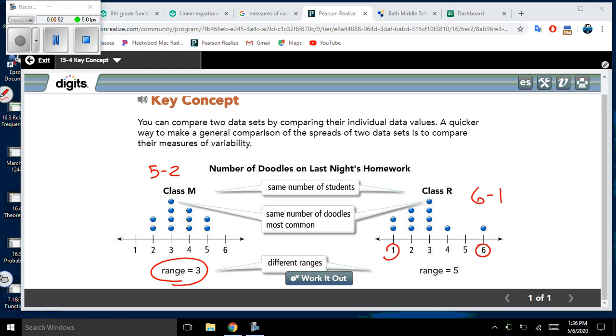In essence, what this tells us is the spread, remember, of the data. And obviously, we're going to use that spread in order to compare these two pieces of data. If the spread is close, that means the variability is lower, and therefore we have a more consistent situation. If we spread things out, like we do here in Class R a little bit more, then the spread is greater, the variability is higher, and it's less consistent.